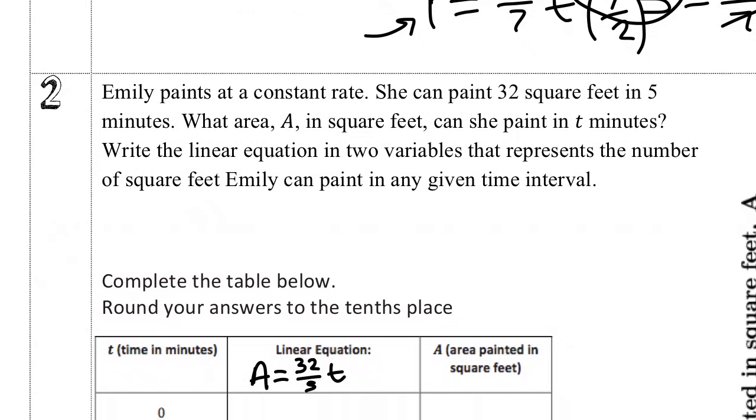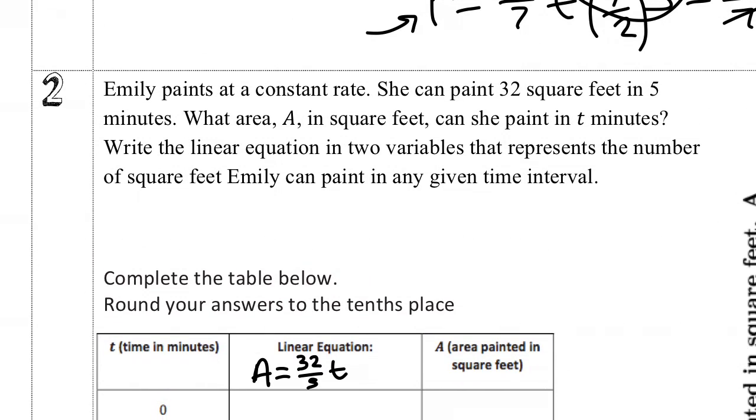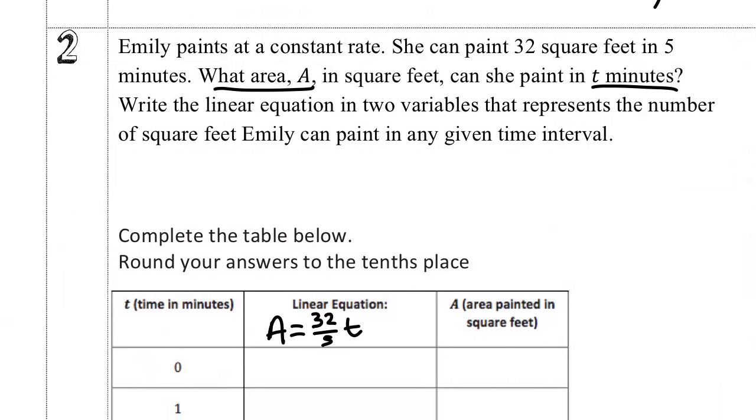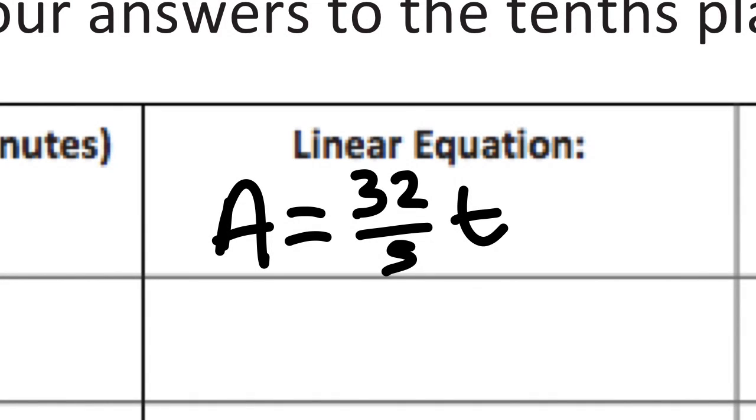Okay, so we start with this problem, Emily's painting, okay? And they ask us to write an equation in terms of A and T, where A is the area she paints and T is the minutes. So this is the equation you should have come up with. If you got this equation, then you can move on to later in the video where I go over the table. If you didn't get this equation, then stick around, let's do it together.